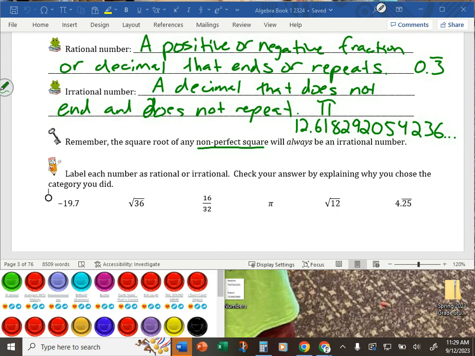So, who can remind me, or who can tell me, what is a perfect square? Sometimes it's easier to define a non-perfect square if you know what a perfect square is first. Either give an example or define it. What is a perfect square?